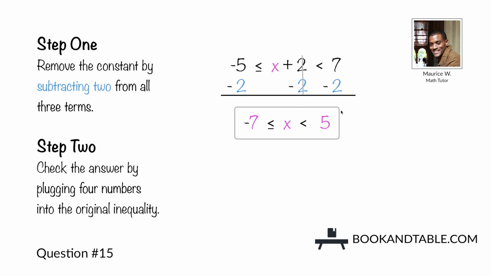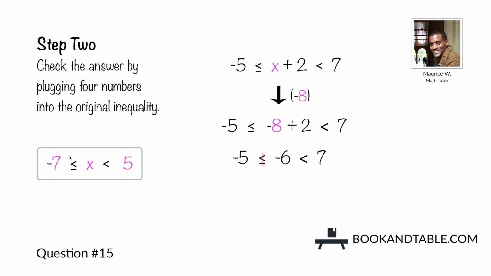Step 2, check the answer by plugging 4 numbers into the original inequality. We're going to check our answer twice essentially. We're going to plug in 2 numbers from this end and 2 numbers from this end. When we're testing the lower end, we want to test out negative 8 since that should not work. It's on the outside of this set. And we want to test negative 7 since that should work. X can equal negative 7.